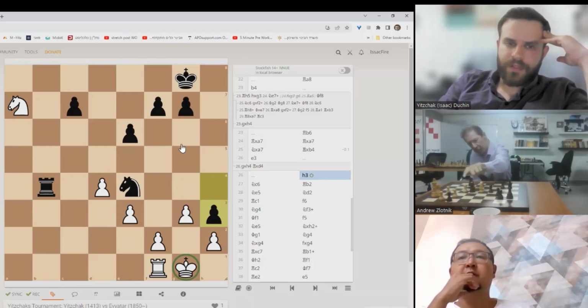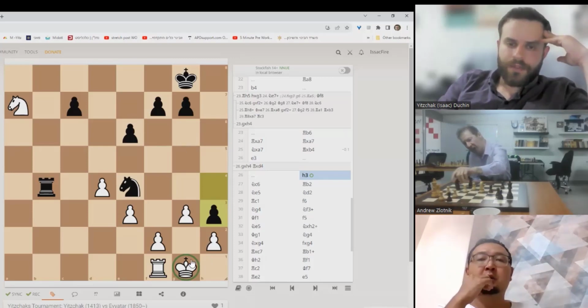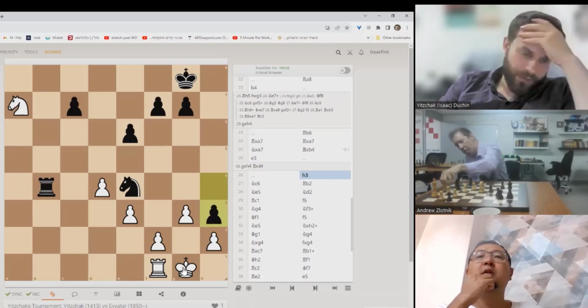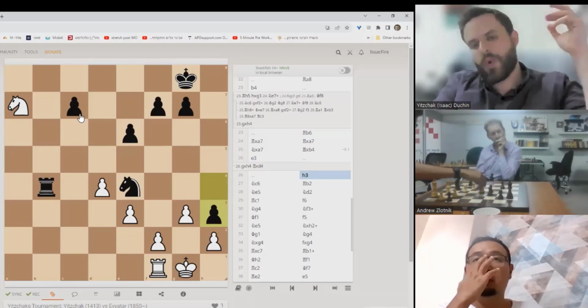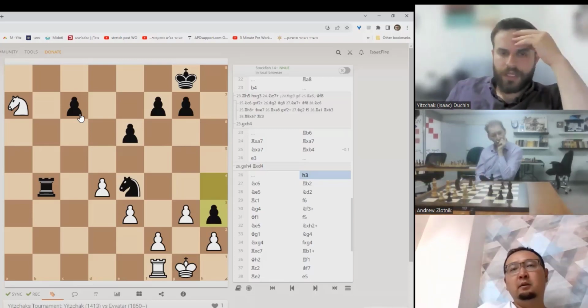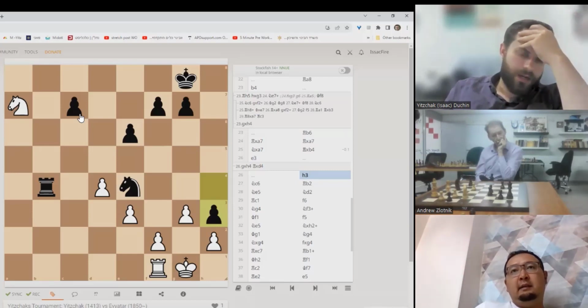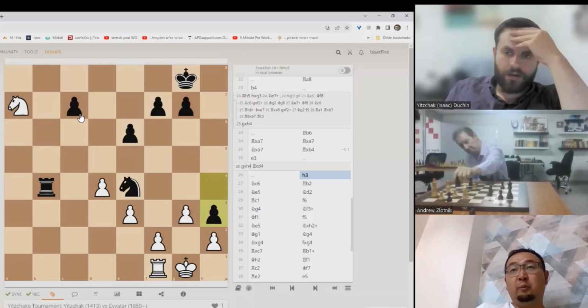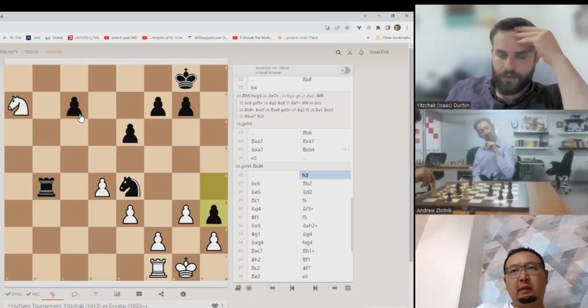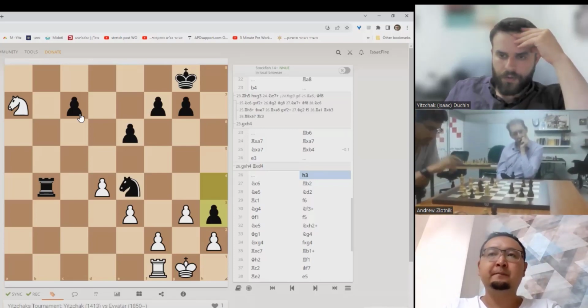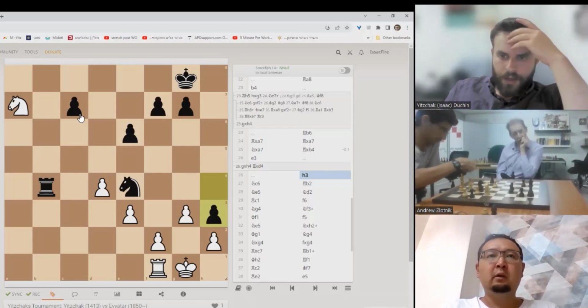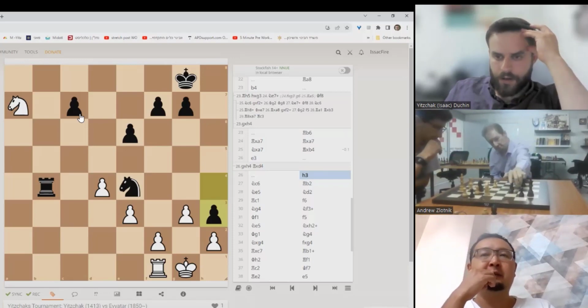Material is equal. Yes, it's equal, five pawns. Then safety of kings. White's king is in much more danger, and there are no threats against the black king. So in terms of safety of kings, black is better.